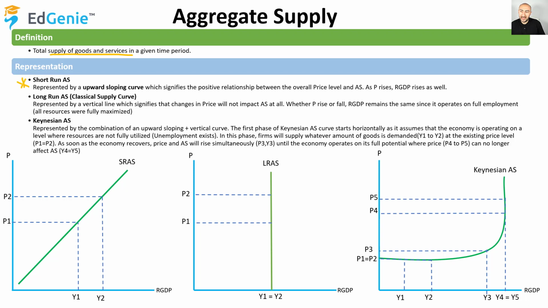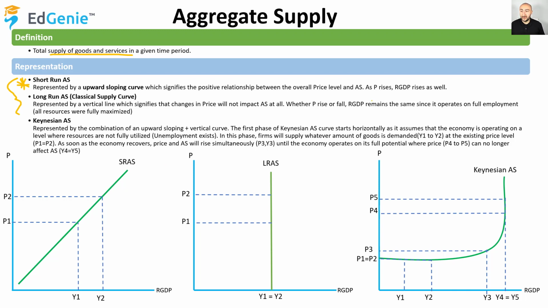We've got the short run aggregate supply. These two here are basically classicalist models, and just know that for now. We have two schools of thought: the classicalist free market economists, and the Keynesian economists, who are pro-government intervention economists. I'm going to explain the three different types of aggregate supply curves here.